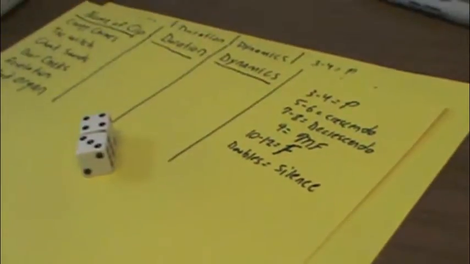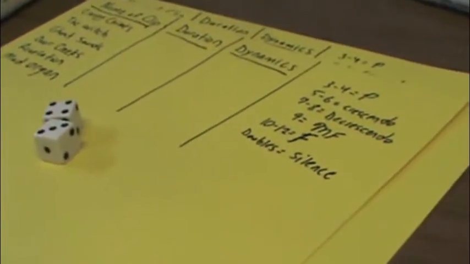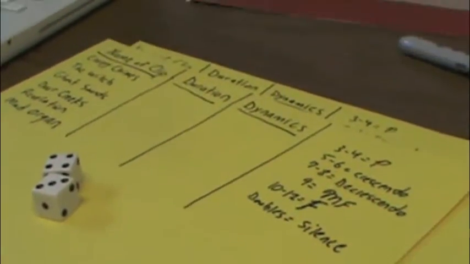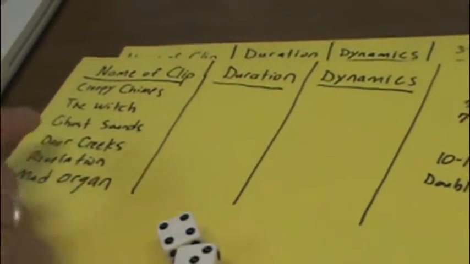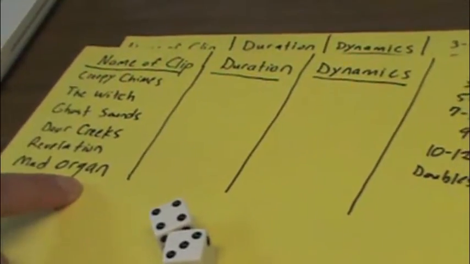So what you do to make a score of Imaginary Landscapes is you give yourself and your students some sound clips to work with. In this case, I chose Halloween sounds, just for a fun activity to do with the kids around Halloween time. So I found the clips Creepy Chimes, The Witch, Ghost Sounds, Door Creaks, Revelation, and Mad Organ.